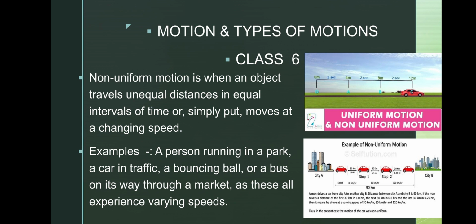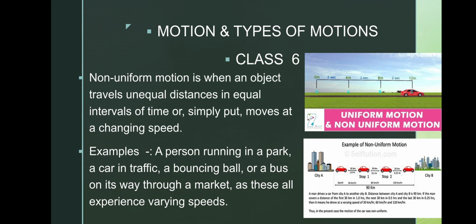Non-uniform motion is when an object travels unequal distances in equal intervals of time, or simply put, moves at a changing speed. Examples: a person running in a park, a car in traffic, a bouncing ball, or a bus on its way through a market, as these all experience varying speeds.